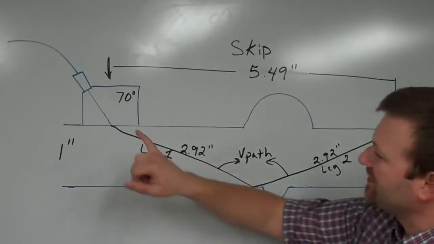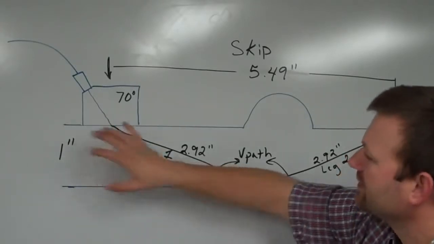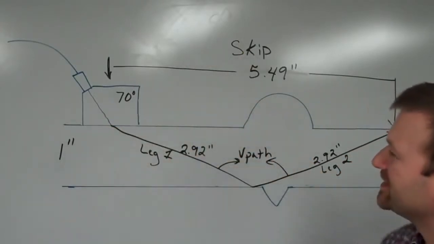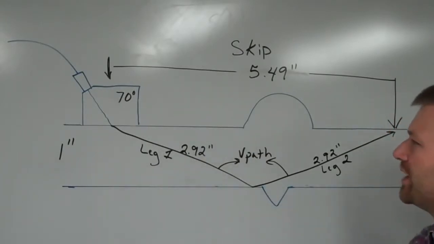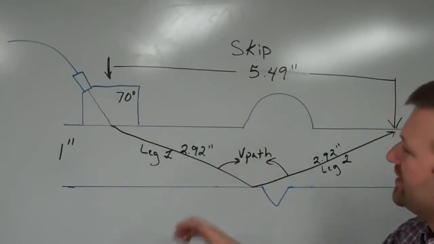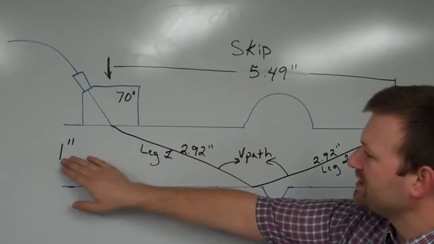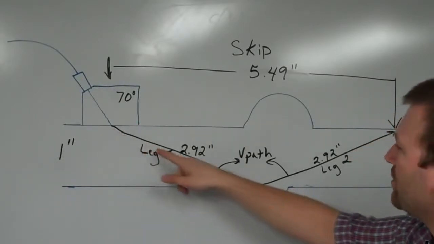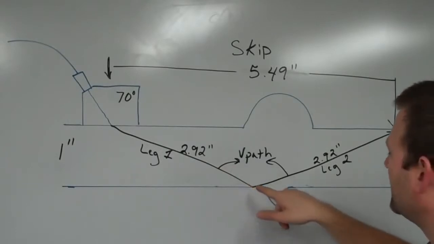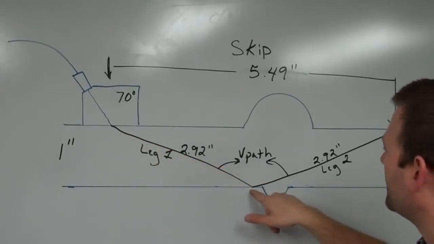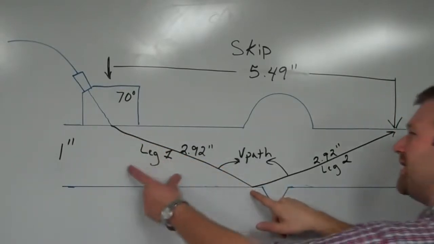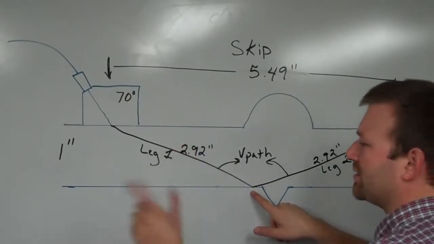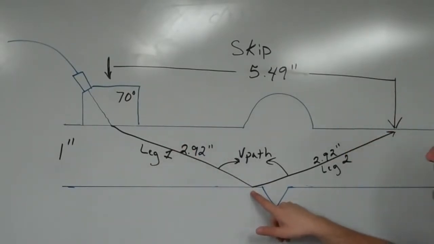So if you place your transducer out here, it doesn't matter right now the distance between the transducer and the weld, and if that plate happens to be 1 inch thick, you're going to have one leg, meaning one sound path from that transducer headed towards the bottom of the plate, and that leg is going to be 2.92 inches long. We'll go back to the calculations in just a second.